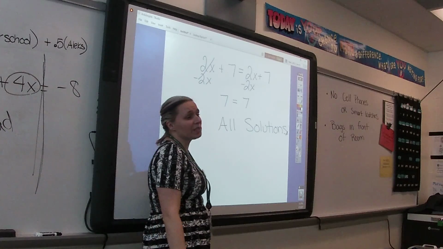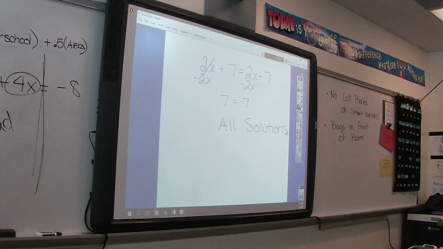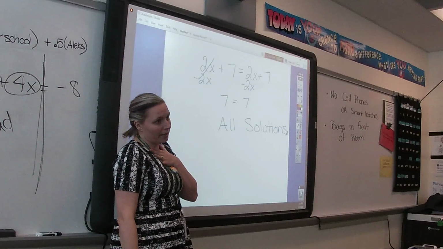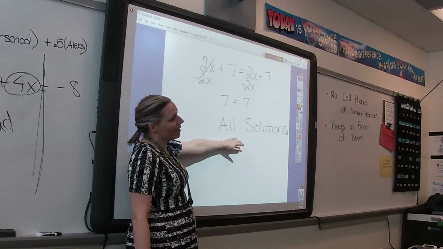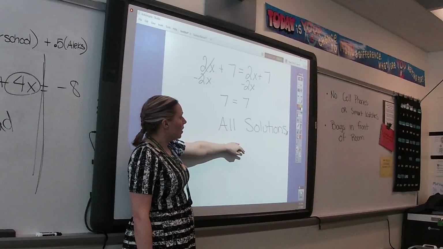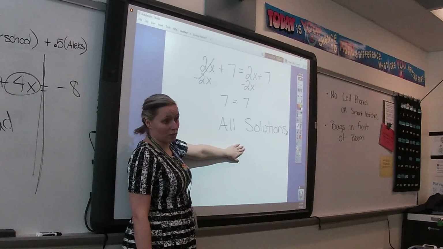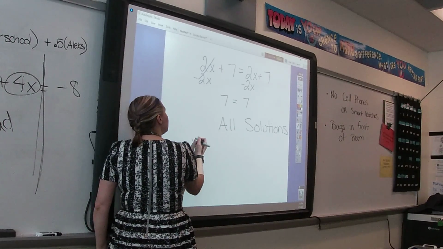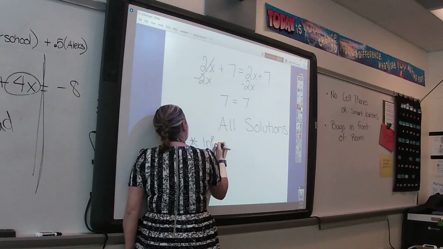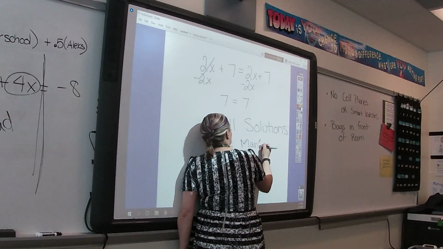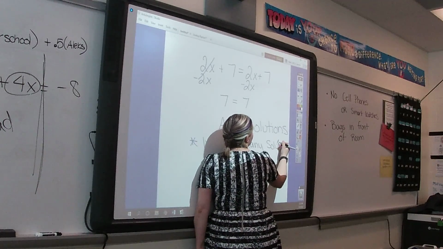Okay, this comes with a small disclaimer. Mrs. McKinney's math degree strongly says that the answer should be all solutions. What if that was a negative 7? Then it would be no solutions, because then it would be false. Okay? However, lots of times you will see this listed as infinitely many solutions.